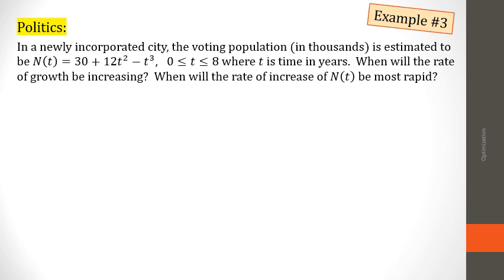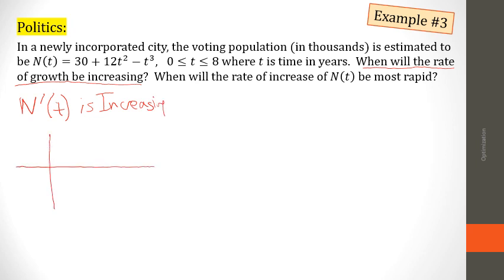So if you're looking at n of t, and that's in thousands, so at time 0, the population that is voting is 30,000. So that kind of explains that. But the interesting thing is this asks, when will the rate of growth be increasing? Well, if you're talking about a rate, you're talking about the derivative. So we need to find out when n of t is increasing. So we're looking at a relationship. We're looking at, okay, when is n prime increasing?